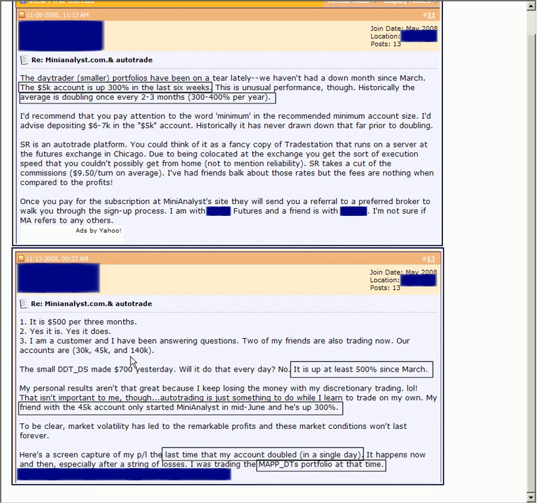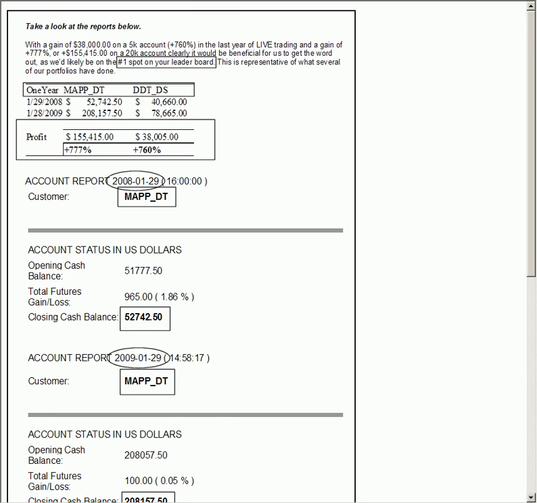It goes on to say he has a few friends that he's referred. One's up 500% since March. Actually, that's his Dual Day Trader. And his other friend's up 300% since June. And the last time his account doubled in a single day was when he was trading the MAP DT. So that's an interesting thing.